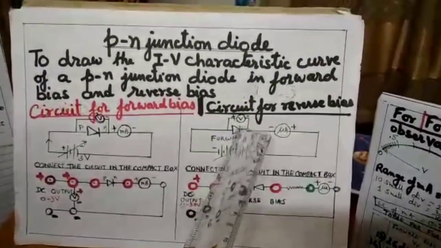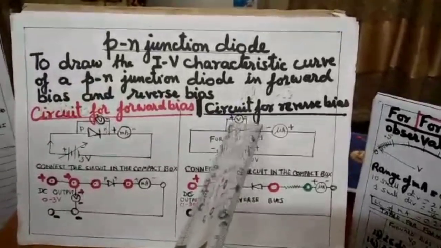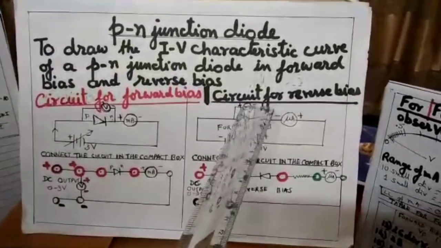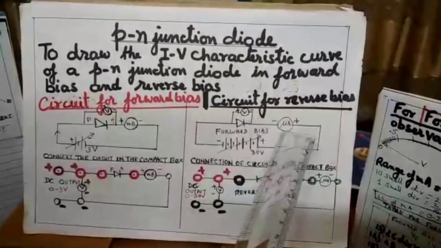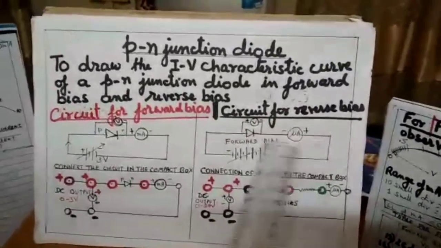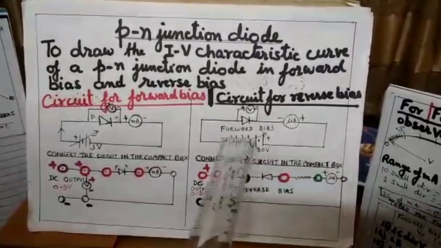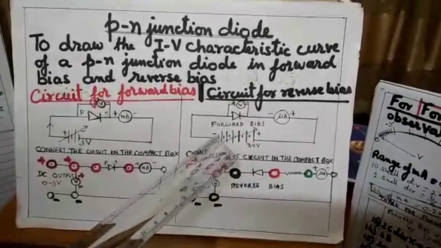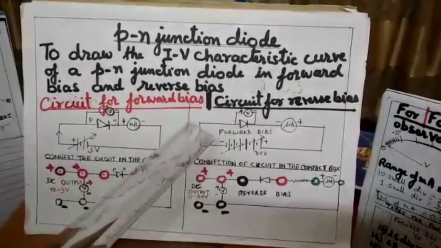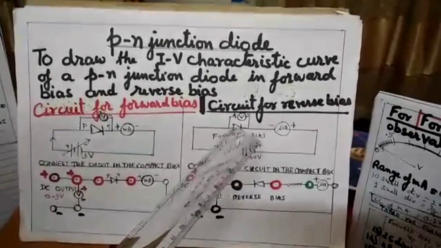Here you can see the diode is again connected in parallel to a voltmeter, and since very little current will be coming out, a microammeter is connected in series. Now since this is forward bias, you can see the negative terminal of the battery is connected to the P-type of the PN junction diode.